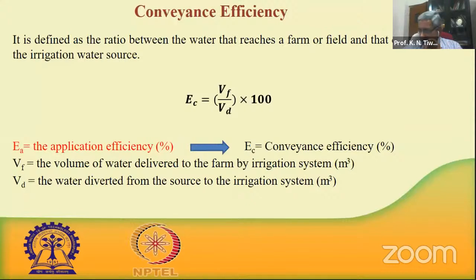Mr. Vallal Kannan, I thank him for pointing out an error in the slide. I used this expression for finding out the conveyance efficiency: EC equal to VF by VD. VF was the volume of water delivered to the farm by the irrigation system, and VD is the volume of water diverted from the source to the irrigation system.